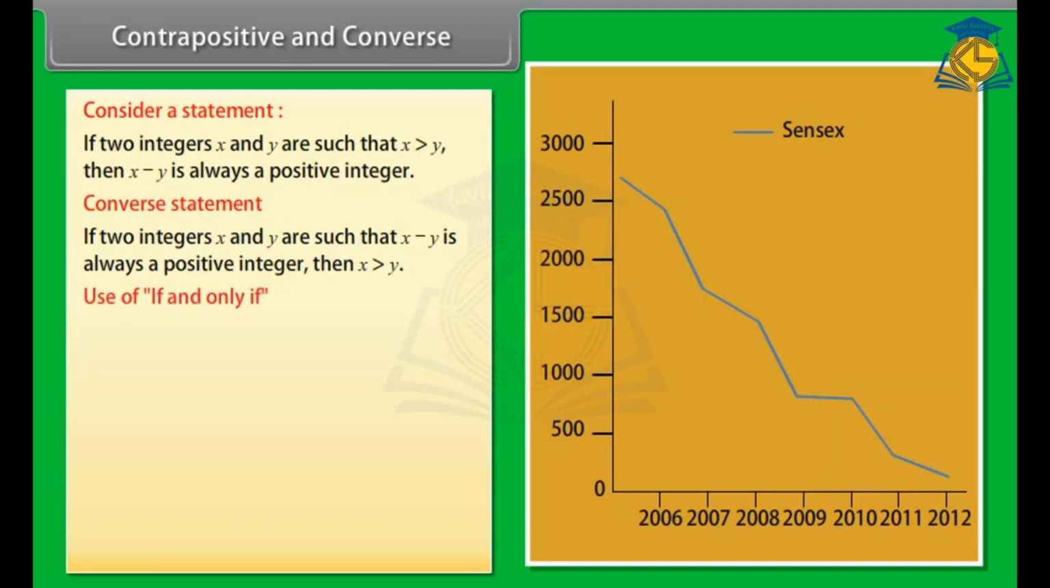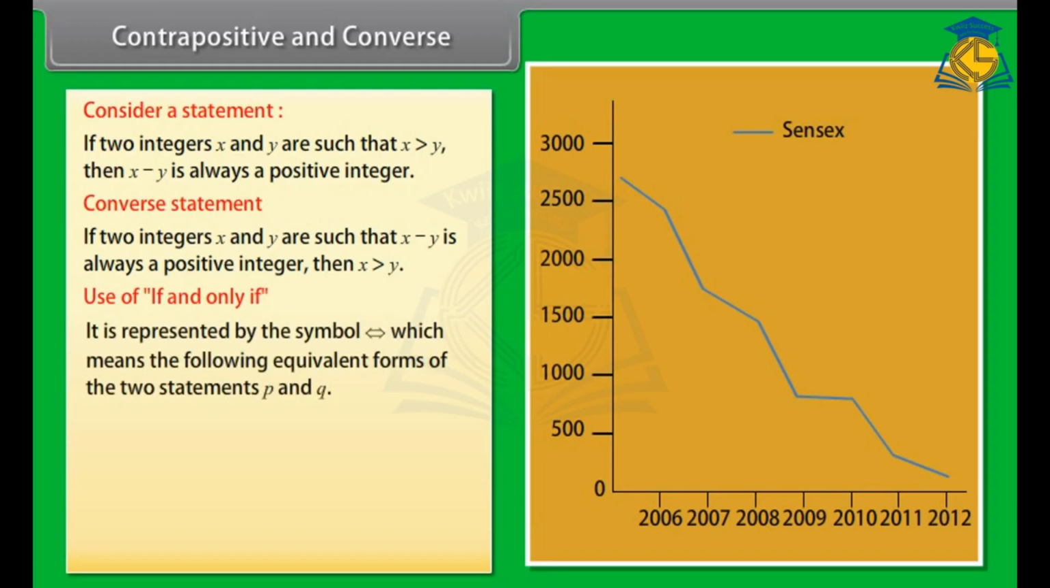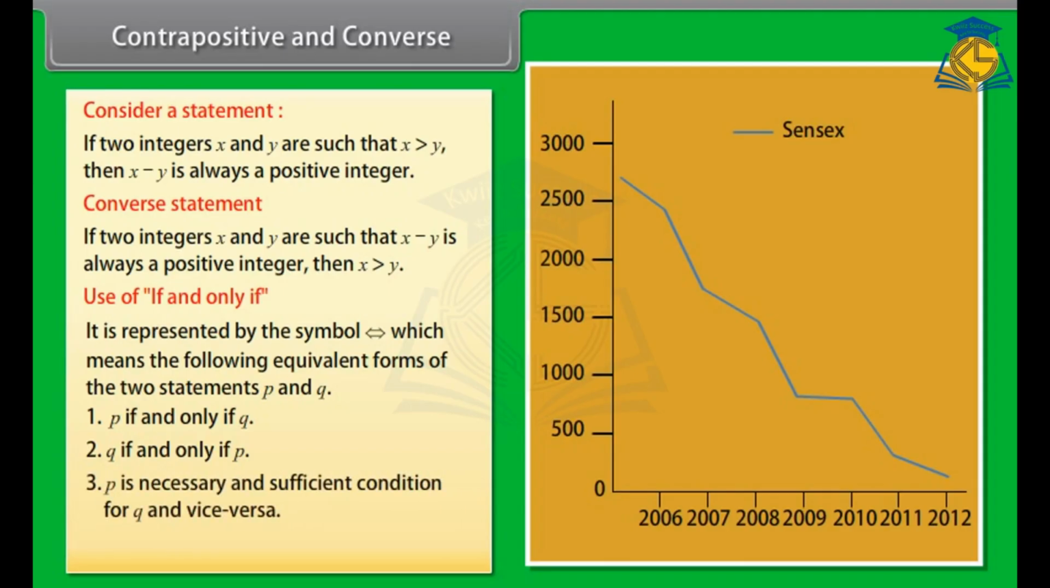Use of if and only if. It is represented by the symbol for if and only if, which means the following equivalent forms of the two statements P and Q. P if and only if Q. Q if and only if P. P is a necessary and sufficient condition for Q and vice versa. P if and only if Q.